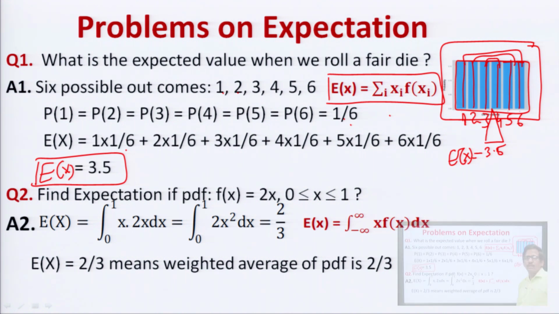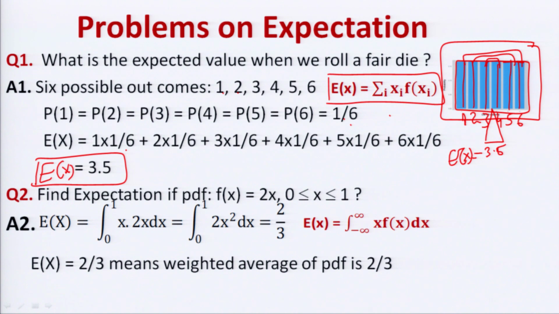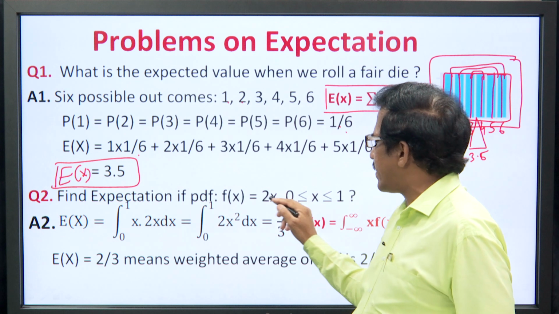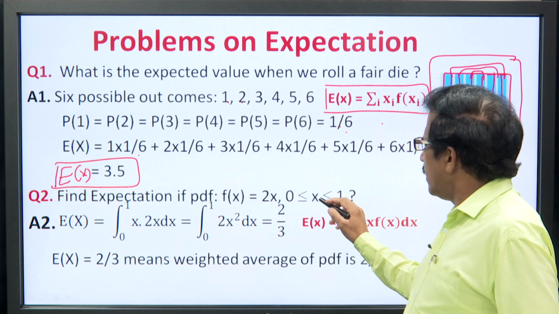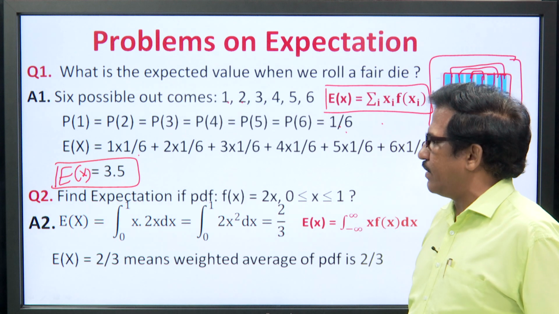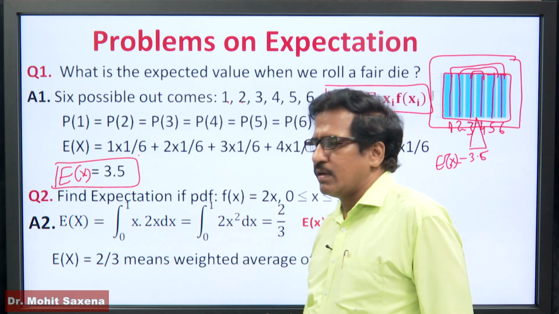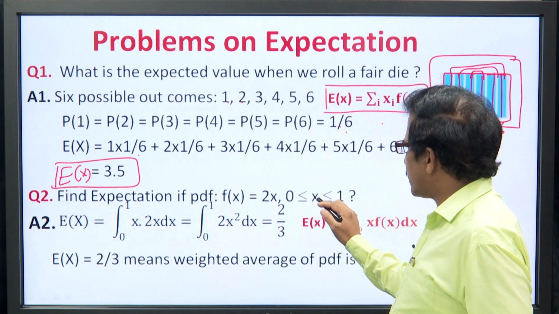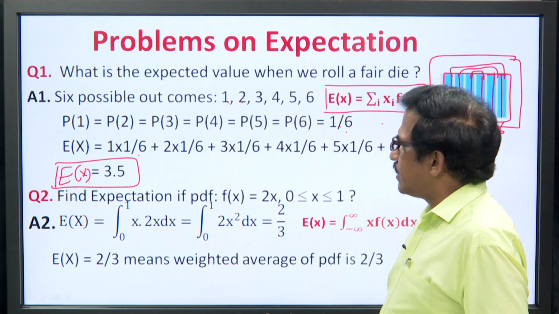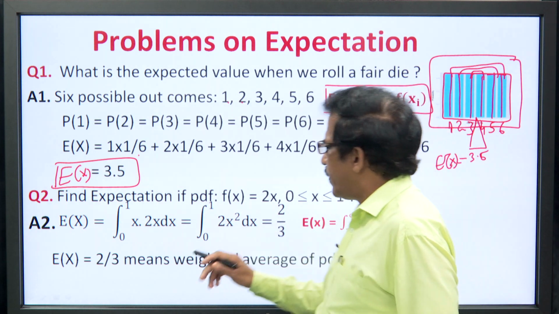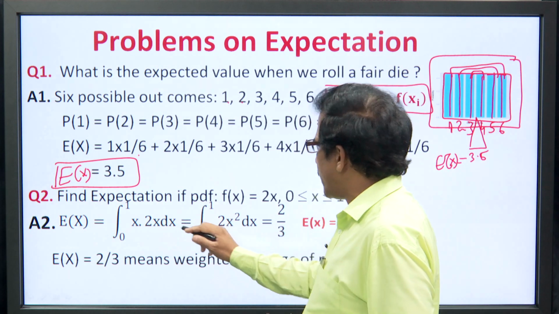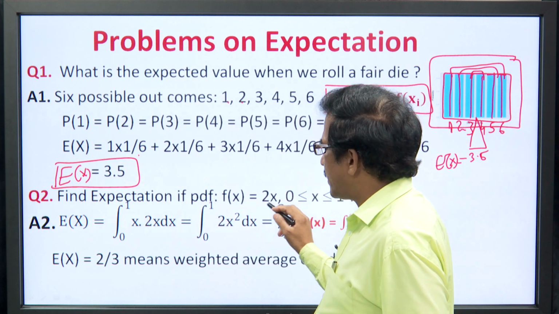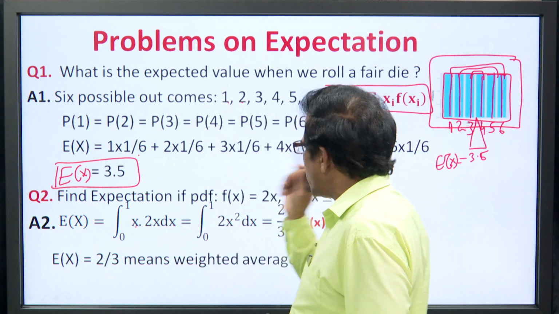Another question on a continuous random variable. Find the expectation if the probability density function f(x) is equal to 2x, where x lies between 0 and 1. Now, we try to find the expectation of the function f(x) = 2x, where x varies between 0 and 1. If we take this as a probability density function, a continuous function, then the expectation formula is x into 2x.